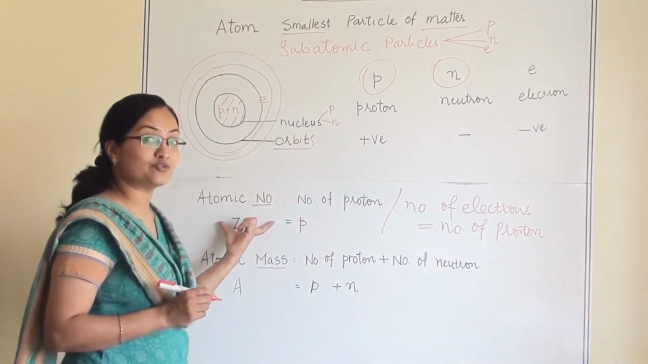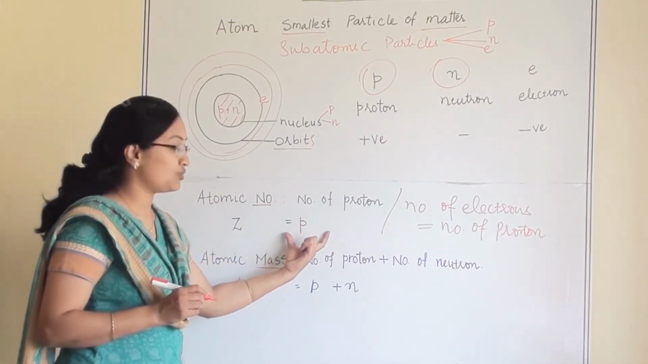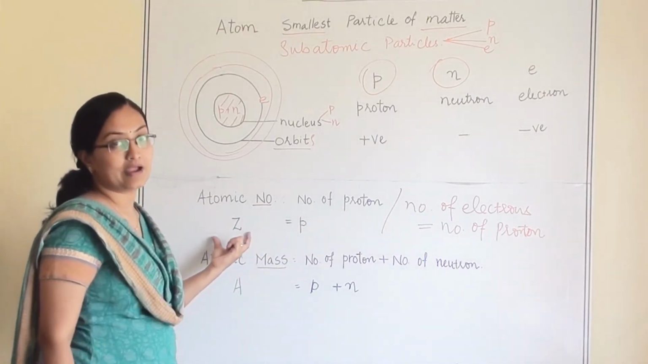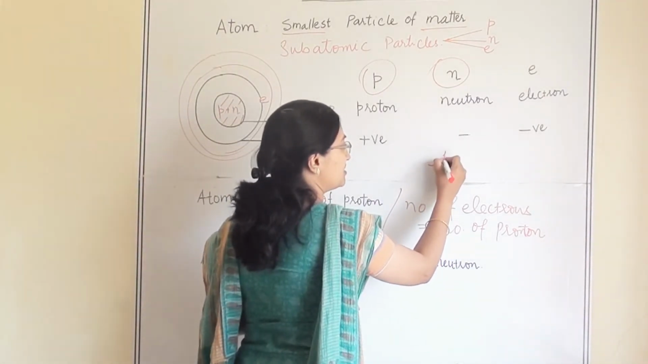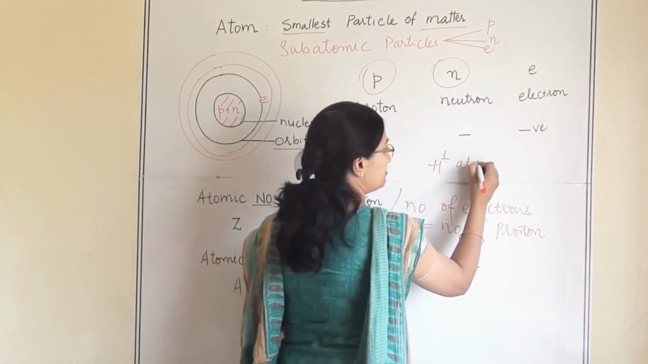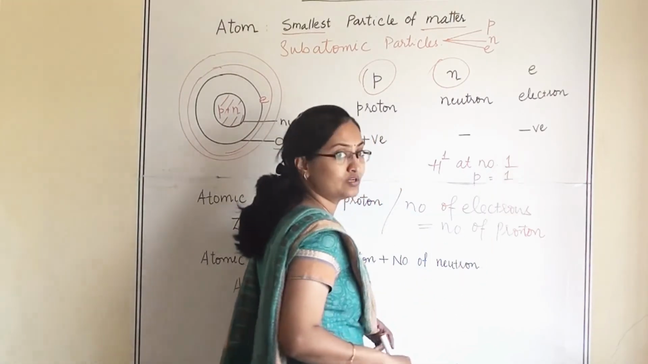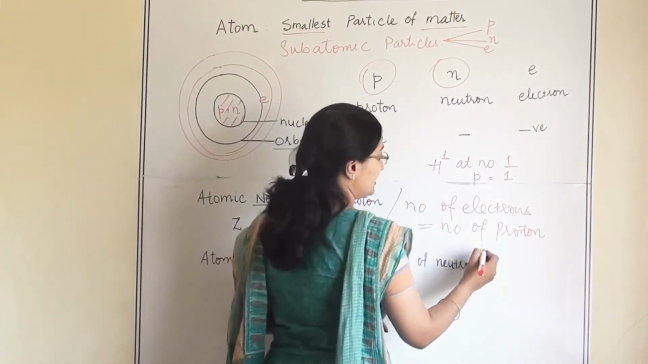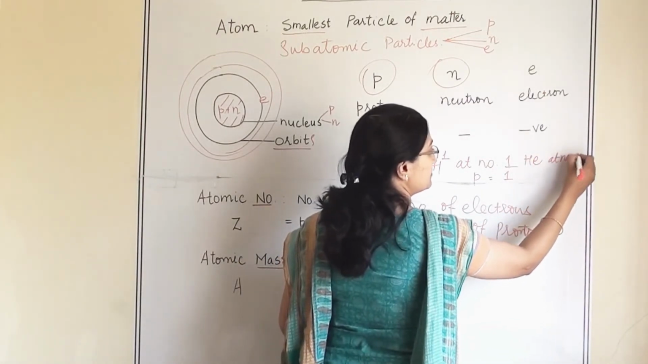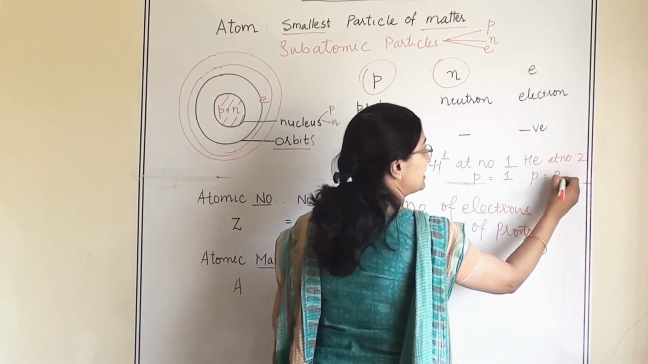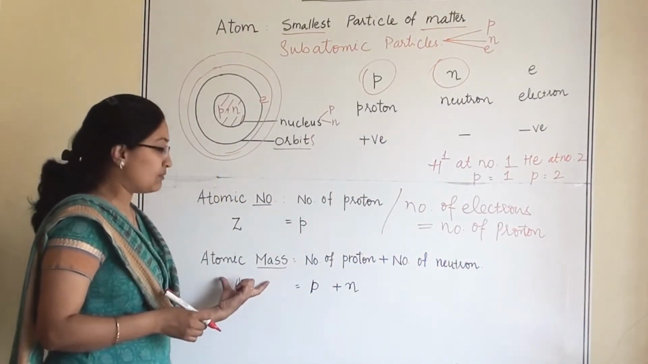But what is our atomic number? Z. So what is Z? The number of protons equals our atomic number. For example, hydrogen. Hydrogen's atomic number is 1. So how many protons will be there in hydrogen? 1. Then helium. What is the atomic number of helium? 2. So how many protons will be there in helium? 2. Like that.